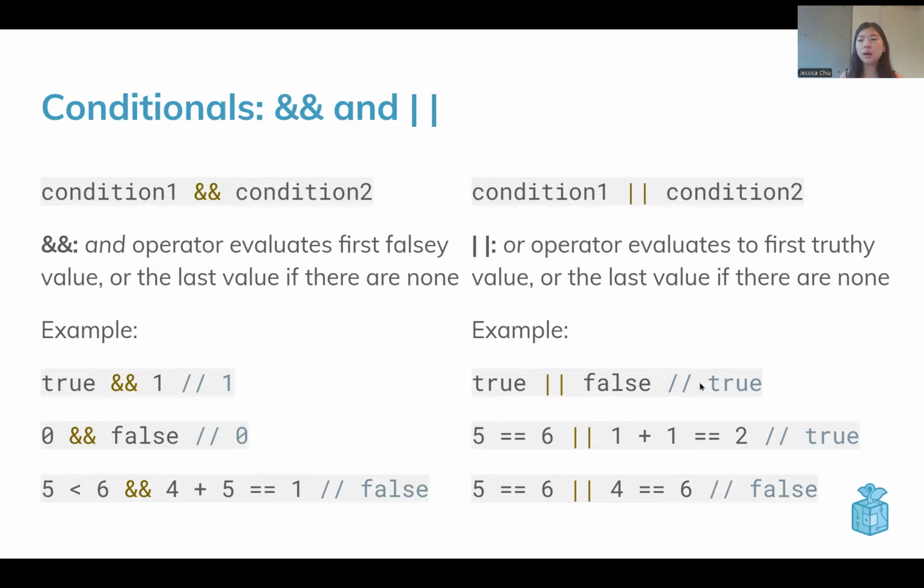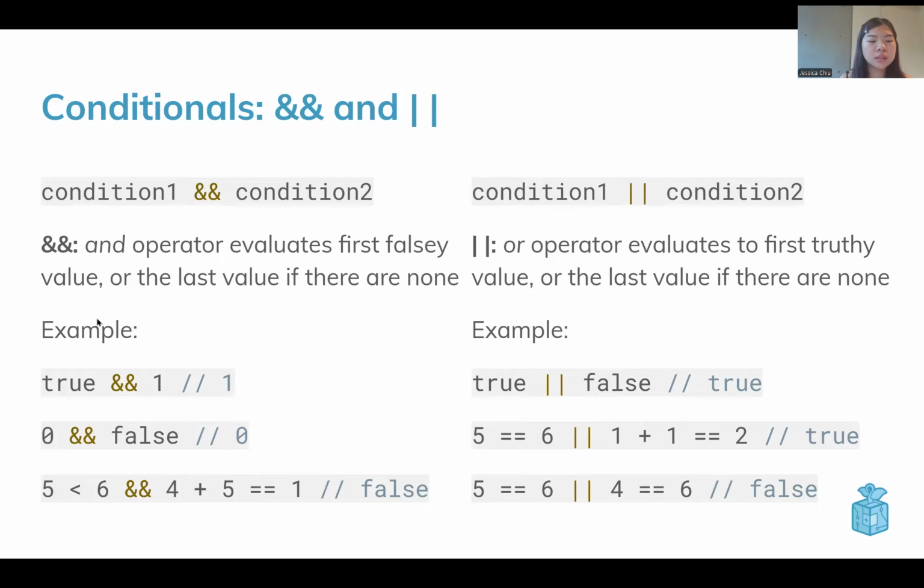Okay. Another way we can add to our conditions is by using and or. So let's say we want to check multiple conditions in one if statement, then we can combine them using these two symbols. So and is the double ampersand, and this is basically saying we need both conditions to be true for the whole to be true. Okay, so the way it works is it either evaluates to the first false value or the last value if there's no false values. So let me show you the example so you understand better.